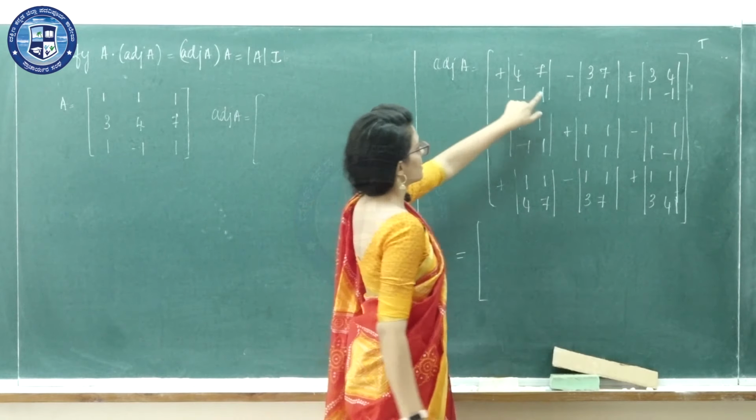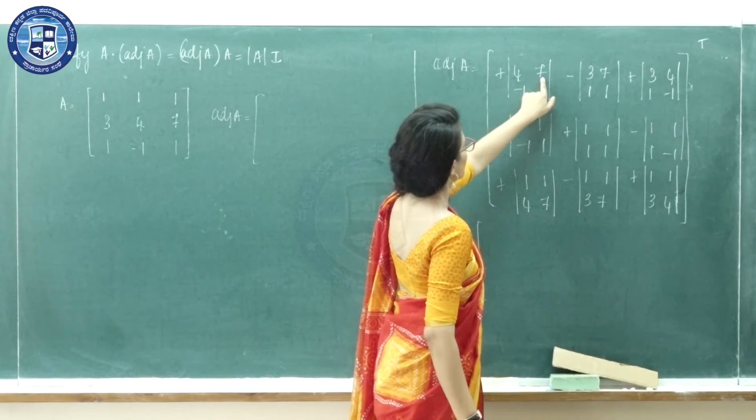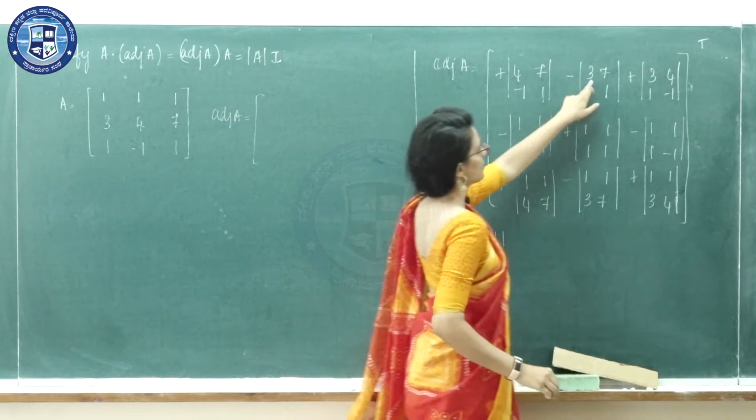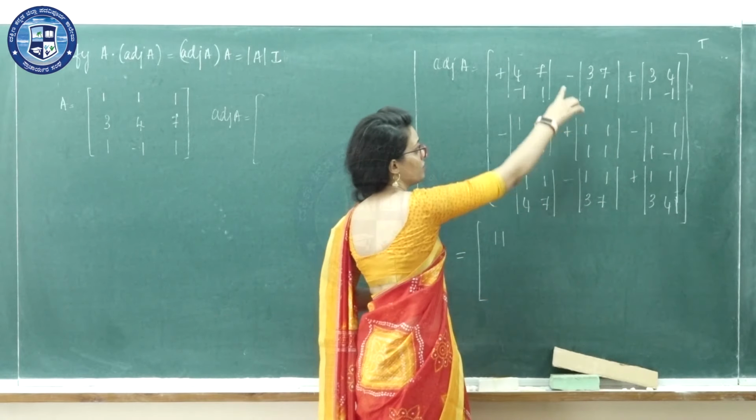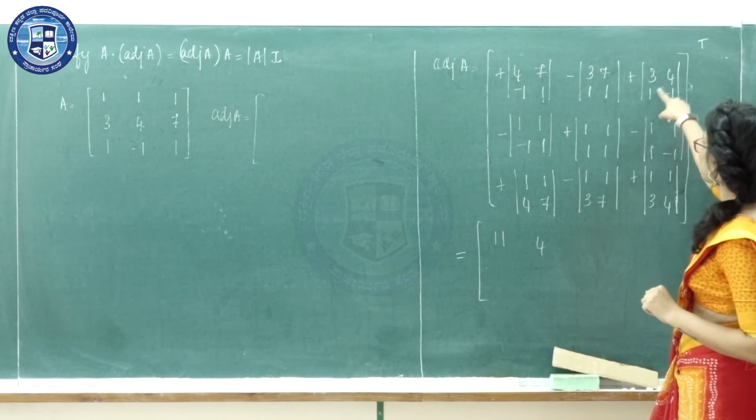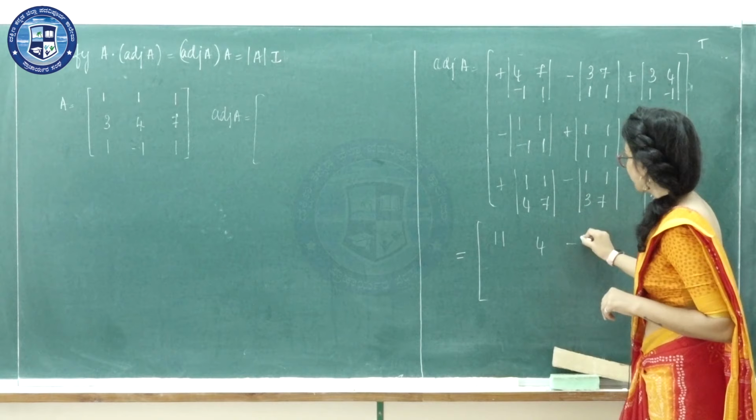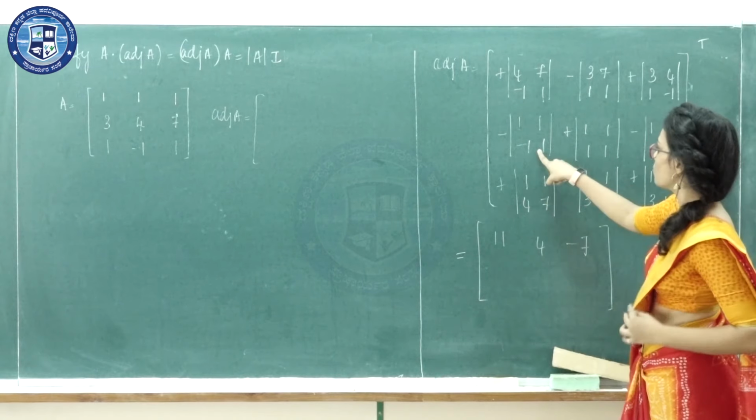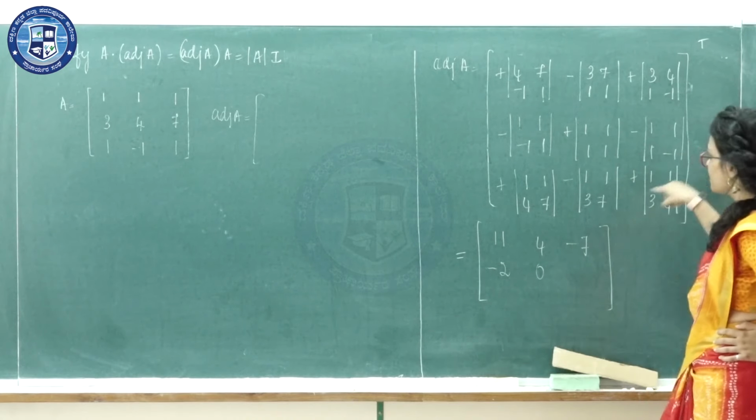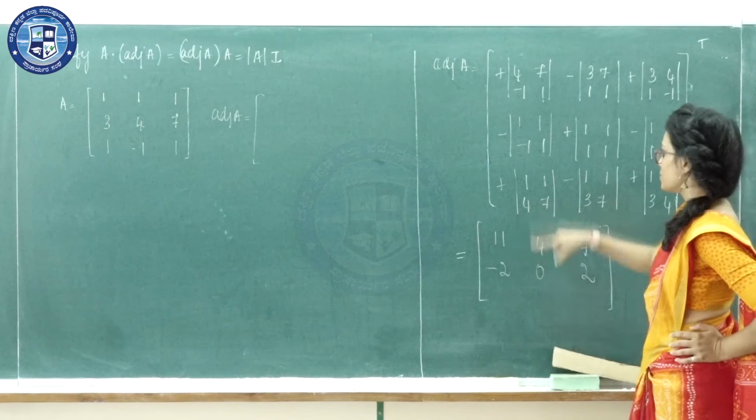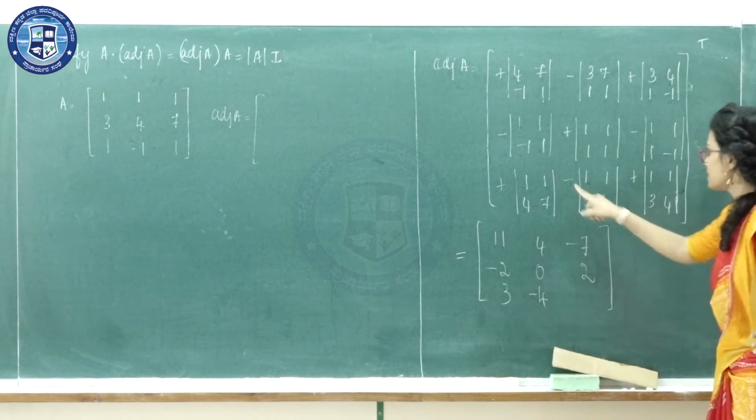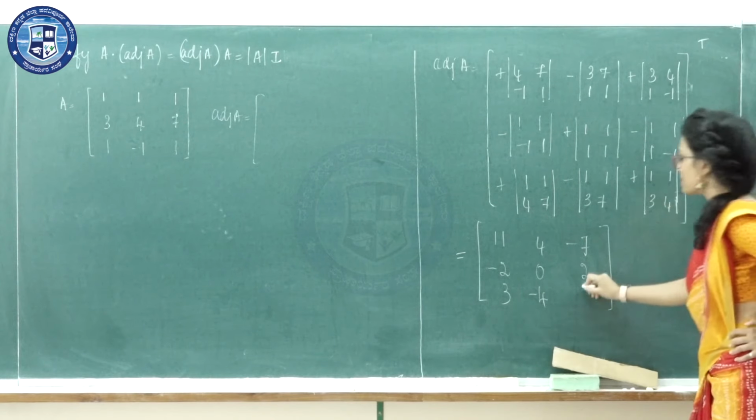We get, this is 4 plus 7 is 11. Here 3 minus 7 minus 4, but there is a minus sign, so you get plus 4. Next term we get minus 3 minus 4 is minus 7. Next term 1 plus 1 is 2, we get minus 2. Here we get 0, here we get plus 2. Here 7 minus 4 is 3. Here 7 minus 3 is 4. There is a minus sign outside. So this is 4 minus 3 is 1.